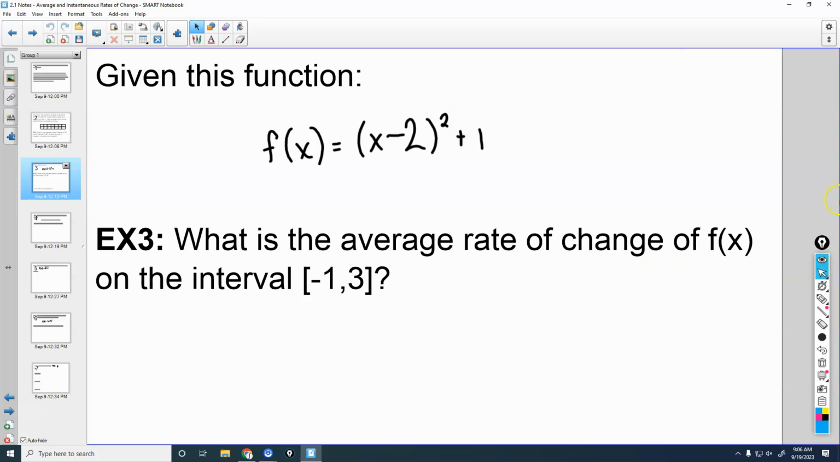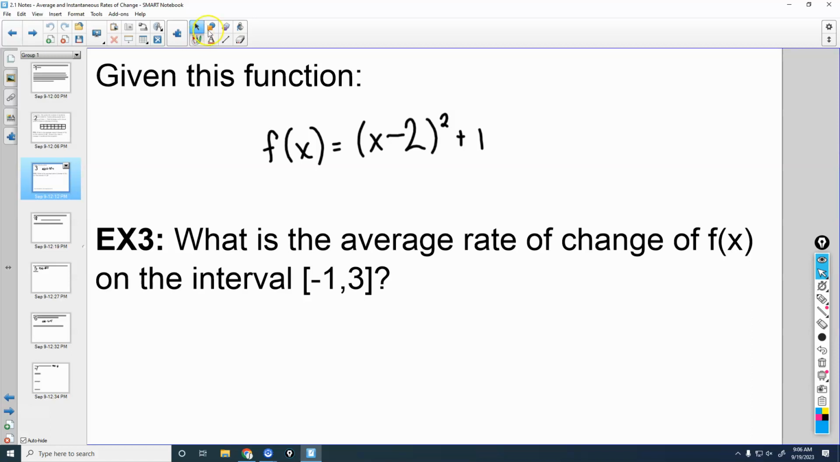All right. This is still an average rate of change right here. So average rate of change on the interval from -1 to 3. This is not asking us for instantaneous rate of change. It is asking us for the average rate of change.